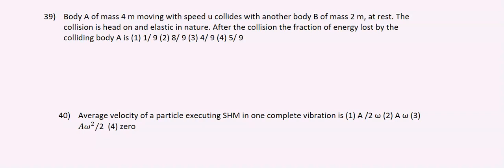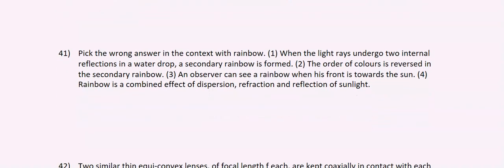40th question. Average velocity of a particle executing simple harmonic motion in one complete vibration is a by 2 omega, a omega squared, or 0. Now we can see net displacement is 0 for one complete vibration. So the average velocity is also 0. So option 4 is correct.